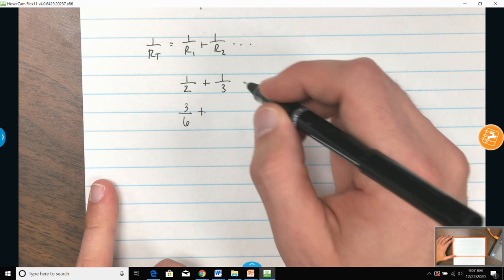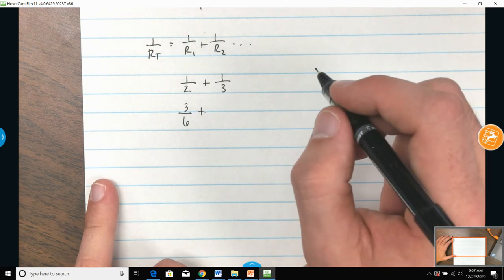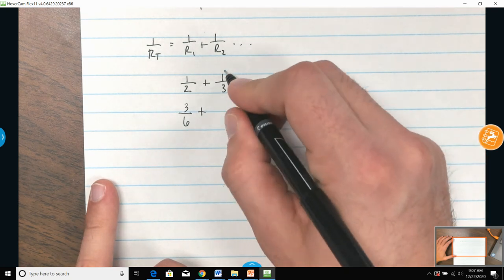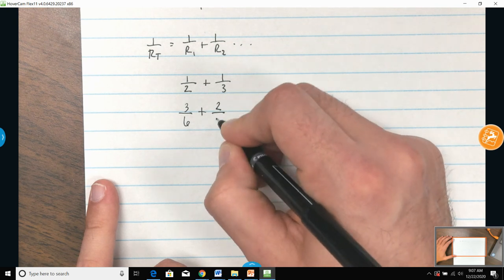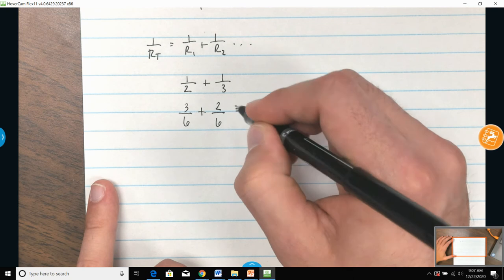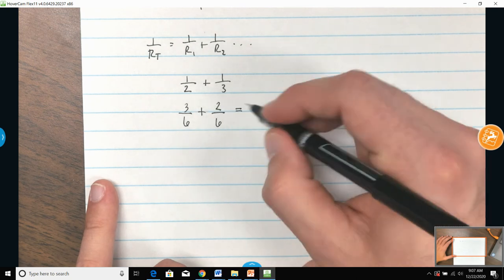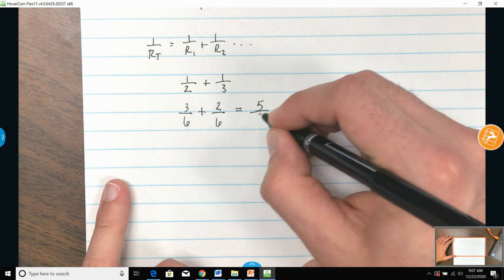Okay, how do I get this one? I've got to multiply this by 2, and then multiply this by 2. Then you add the tops together, and you leave the bottom.